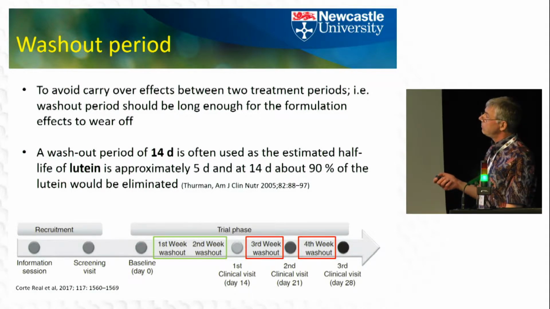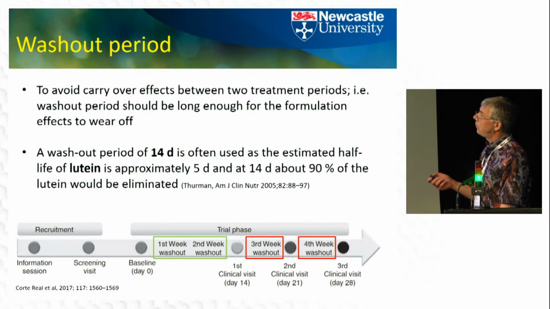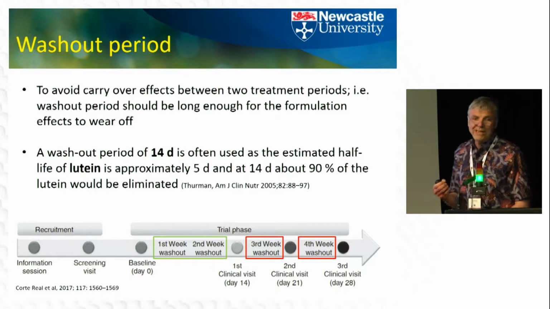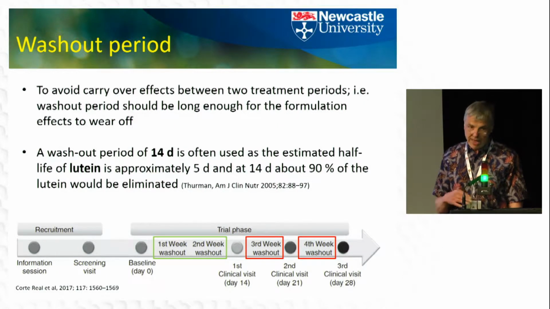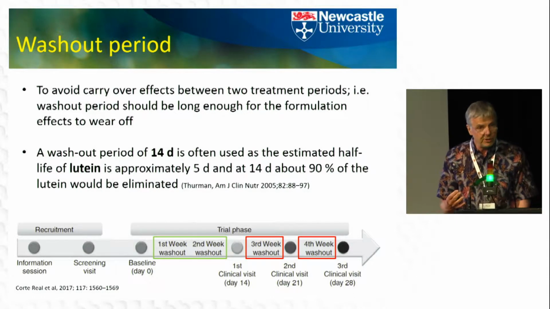And therefore, for example, when it comes to lutein, we are talking about a 14-day washout period that's been recommended by Thurman et al. Because what we know is that the half-life of lutein is about 5 days, and by 14 days, 90% of the lutein would have been eliminated. So it's not that everything is gone, but the majority of it is gone. So that's a relatively safe period.